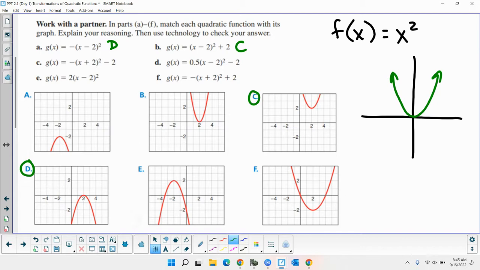Letter C, negative out front, so it's flipped, so it's either A or E. Now there's x plus 2, which means it's going to move left 2, and minus 2 down 2, all right? So left 2 down 2 would be A, right? Let's change the color here.